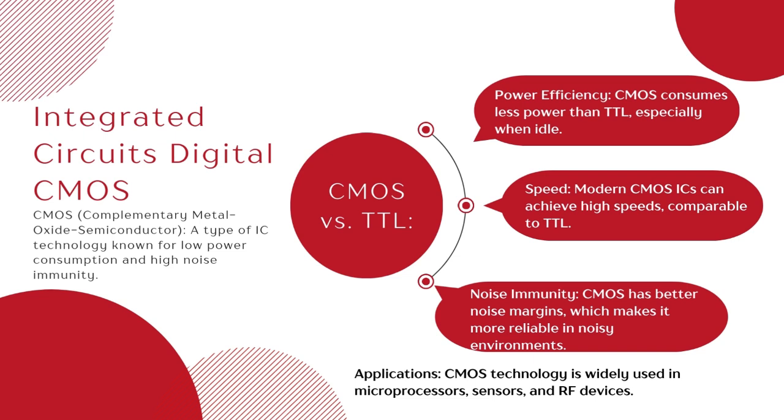Another advantage of CMOS is its superior noise immunity, making it more reliable in environments with electrical interference. Due to these characteristics, CMOS is found in a wide range of devices, from microprocessors to sensors and radio frequency applications. Its efficiency and versatility make it the preferred choice in most modern electronics.